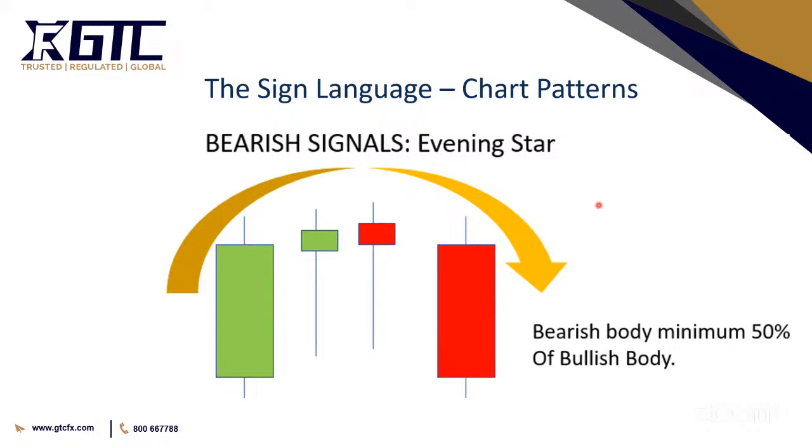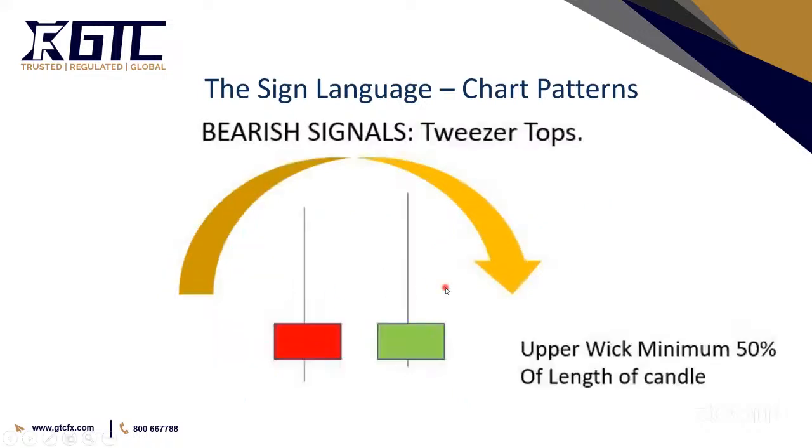That's an evening star. Then tweezer tops. Two indecisive candles back to back, no candle in between. Wicks are pointing north. So you hang Hirsch upside down on a tree. He will look like this. All right, this is the easiest way to remember. The upper wick is significant. It should be around 50 to 60% of the length of each candle. It's a bearish signal.